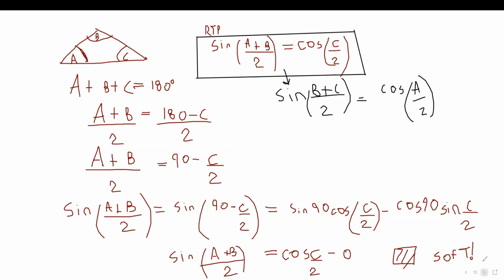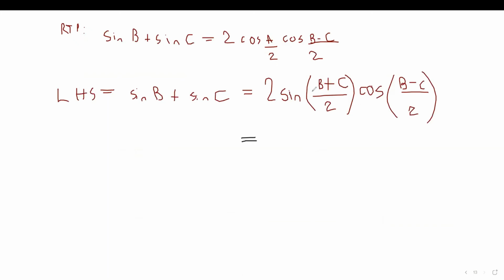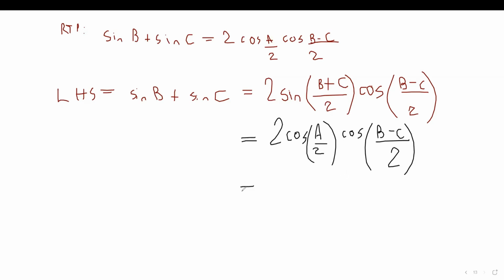So that means that around here, that part, sine B plus C over 2, would work out to be 2 times the cos of A over 2. And then we write back our cos of B minus C over 2. Nice. That's equal to our right-hand side. Soft. Yeah, man, we're done.